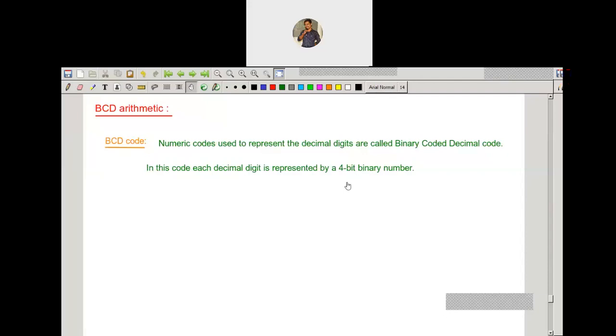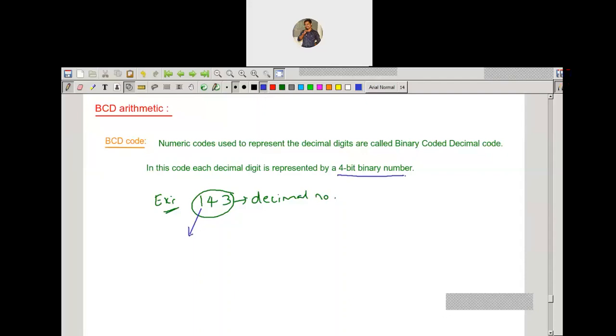For example, if you have a decimal number, we could take one example here. We have one decimal number, 143. This 143 is a decimal number, and each digit in the 143, that is 1, 4, 3, is called a decimal digit. And these are going to be represented by using a 4-bit binary number.